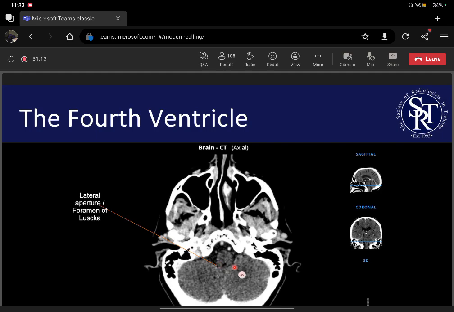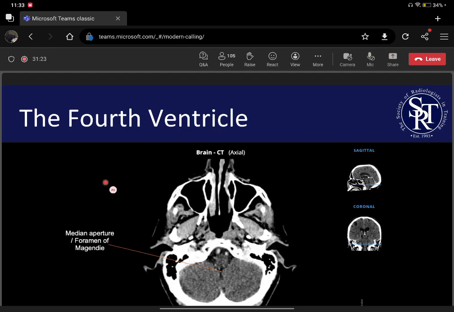Here is our lateral aperture that we talked about earlier, or foramen of Luschka, one of the ways that the CSF will leave the fourth ventricle. And remember, L for lateral, L for Luschka. And here is our median aperture, or foramen of Magendie, the other way that the CSF leaves the fourth ventricle into the subarachnoid spaces. Once again, easy to remember because M for median, M for Magendie.